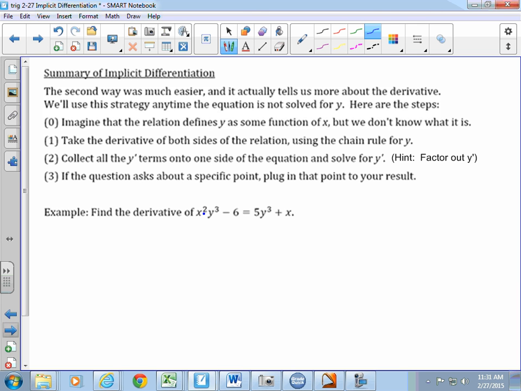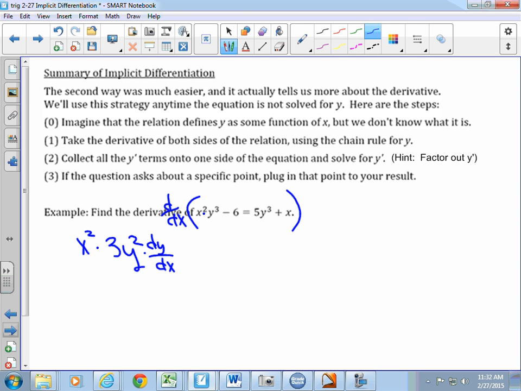Product rules. Anytime you see an x and a y sitting side by side, you need a product rule. Minus 6 equals 5y cubed plus x. I only need one product rule, right? Left. So I'm doing the derivative of this. D right. Times what? Good. dy dx or y prime.